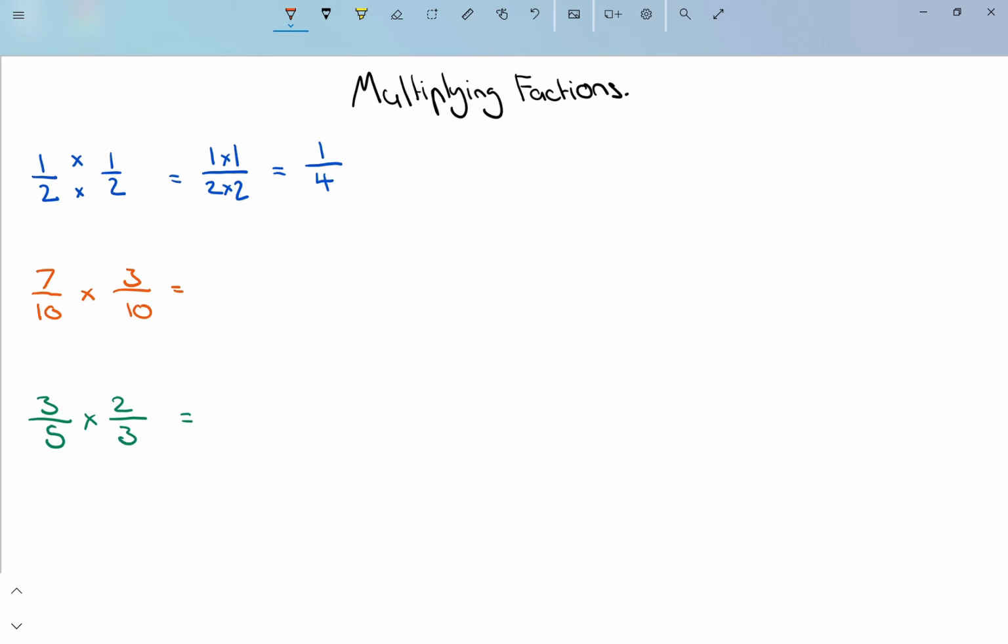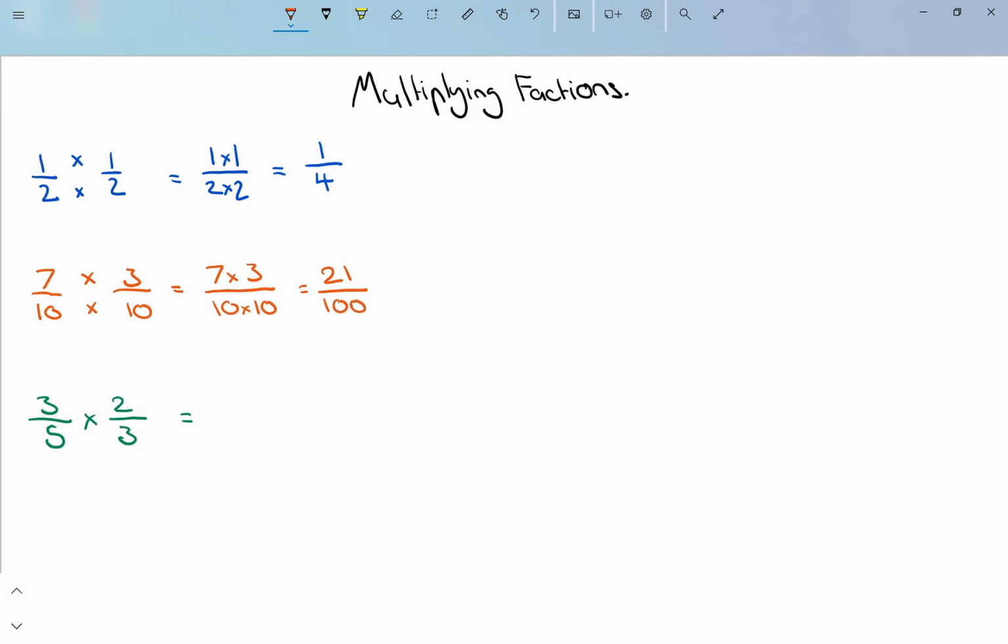Now we're going to do the exact same thing for the next problem. Delete that multiplication symbol, write it up the top, write it down the bottom, and then carry on. So we're going to have 7 times 3 over 10 times 10. Okay, 7 times 3 is 21. 10 times 10 is 100.